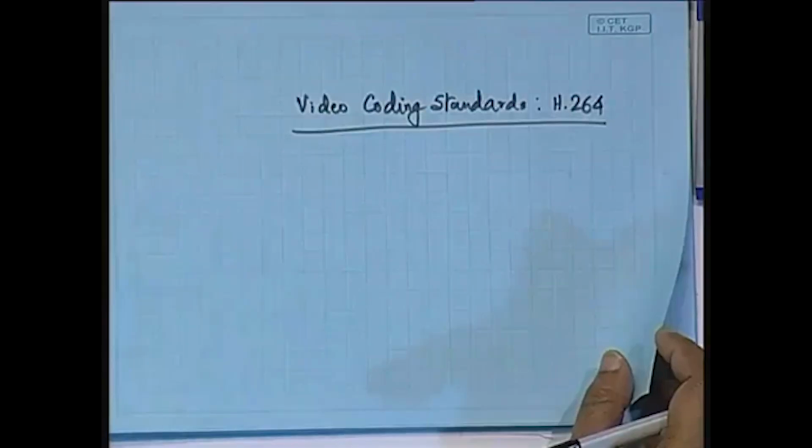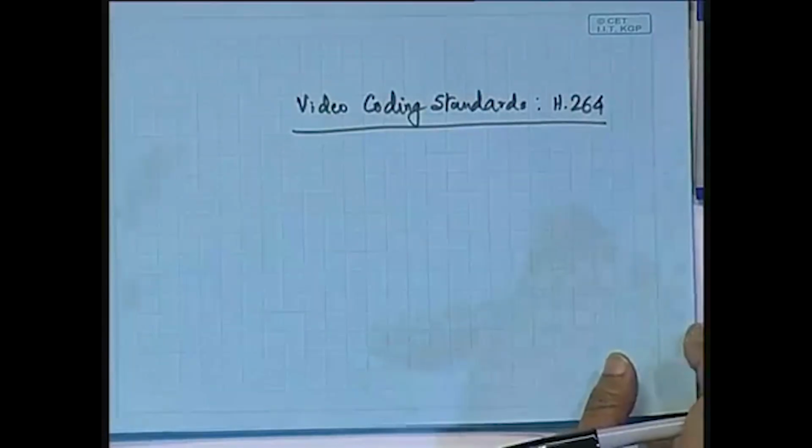And just before coming to H.264, we have to make some passing reference to some of the concepts of video coding, which have already been used in the previous standards. So, we will take some reference of the previous standards and then talk about this. Let us now come to one or two very important aspects of video coding.